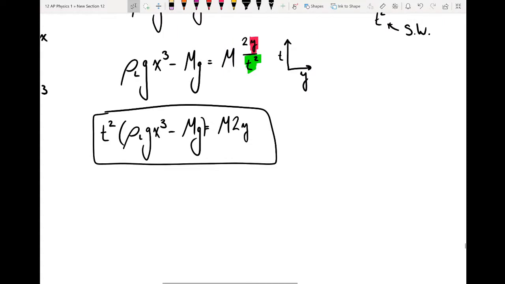We're at a point where what we want to measure is y, the height that we're dropping from, and then t, time of fall.